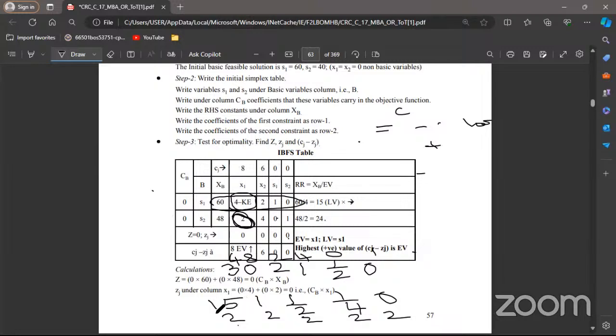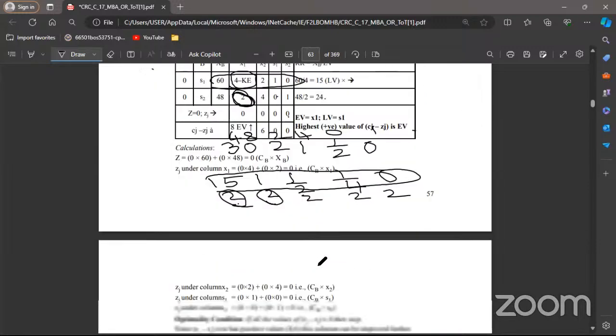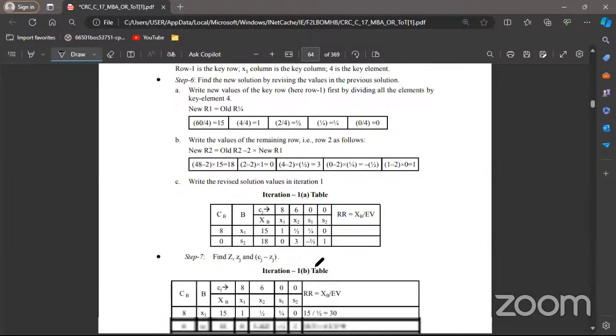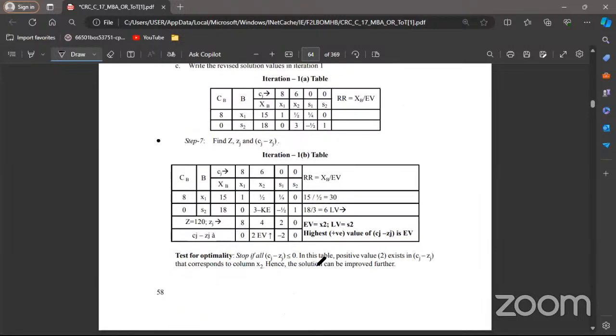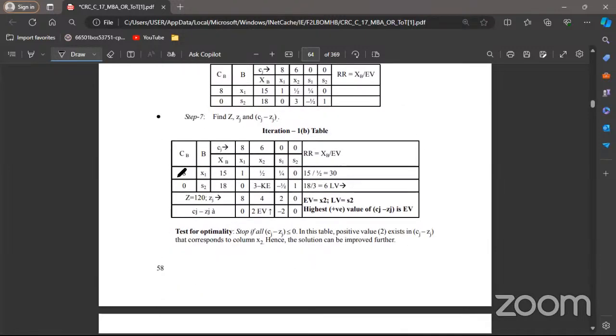First, you find the new key row values, then multiply them with the key column value, and subtract this product from the old non-key row values. You will get the new values. Is that clear? I'll show you the next table, then you will understand. In the next table, S1 is replaced with X1.